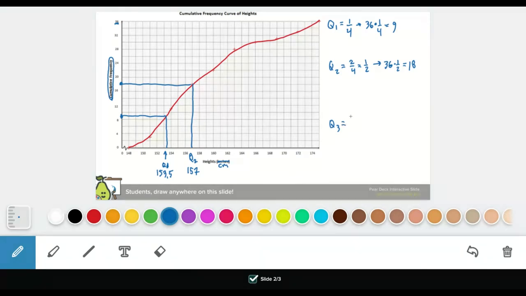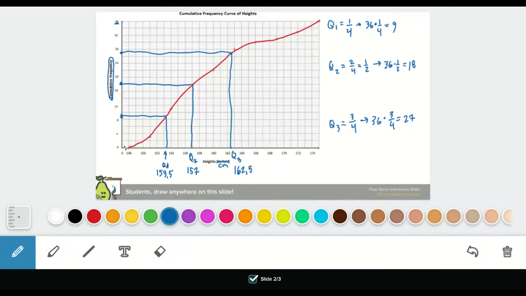Third quartile, I probably got this. The third quartile, 3/4. So it'll be 36 times 3/4, which gives me 27. So I go to 27, that's 28, 27 is right here. Go across again. It doesn't have to be perfect because all of this is estimation. Go down, which means that was at 162. It's Q3, 162.5 centimeters.